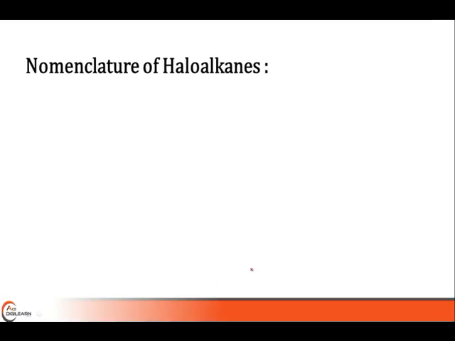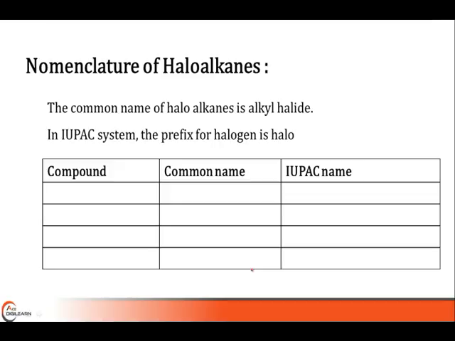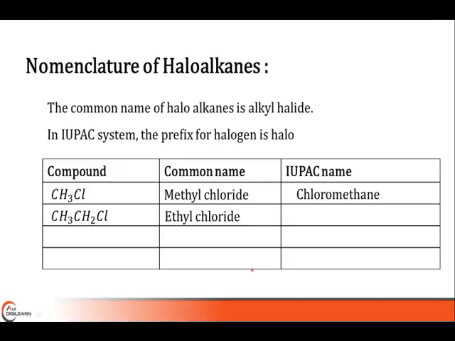Nomenclature of haloalkanes. The common name of haloalkanes is alkyl halides, and in the IUPAC system, the prefix for halogen is halo. Some examples for nomenclature: CH3Cl, the common name is methyl chloride, the IUPAC name is chloromethane. Second example, CH3CH2Cl, where the common name is ethyl chloride and the IUPAC name is chloroethane.